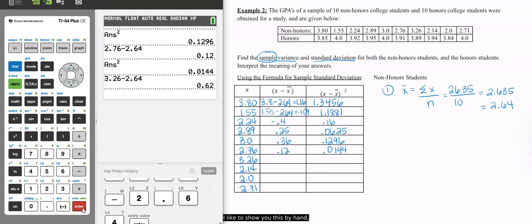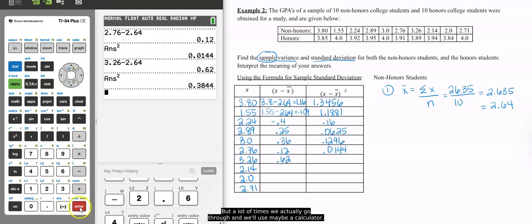And so I like to show you this by hand the one time so you can understand the process. But a lot of times we actually go through and we'll use maybe a calculator. You could use Excel or some type of statistical program to enter the data and then have it calculate this for you. It's much faster just to enter the data and then ask for the standard deviation.